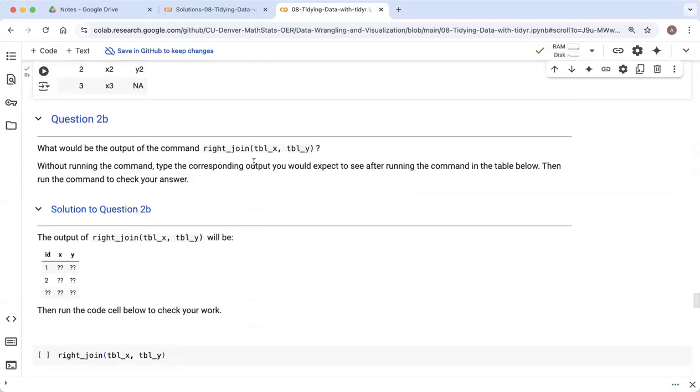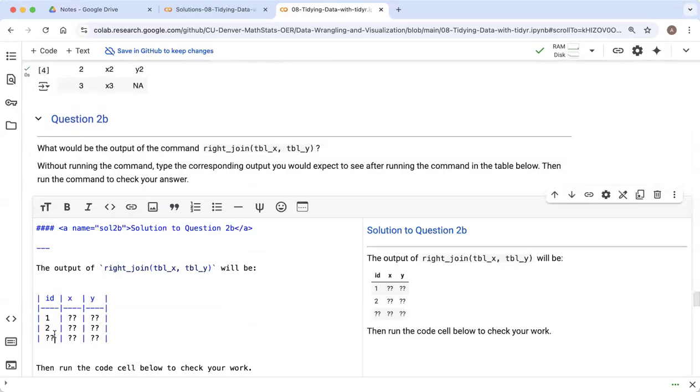For the right join, it's now going to take all of the rows from the data frame on the right, which is Y. So it's going to keep all of the rows in data frame Y. So that is the first thing I'm going to enter, all of the information from Y.